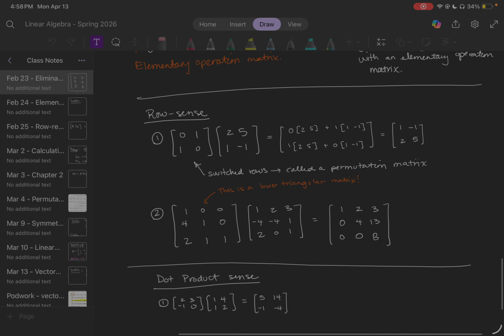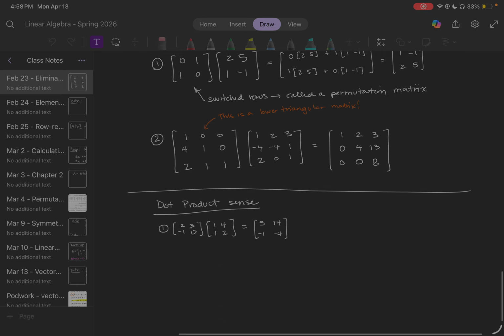So the row sense is we switch the rows, and we call it the permutation matrix. When we switch the rows, it's called the permutation matrix. And this is a lower triangular matrix.